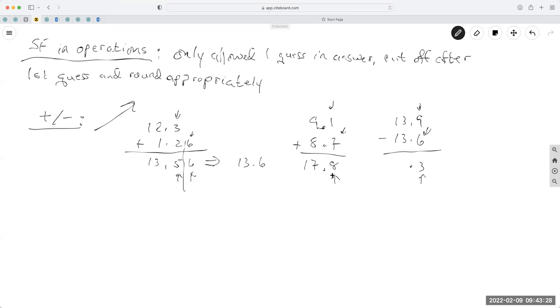Okay. As long as you see, I had to do it here with the 13.56.